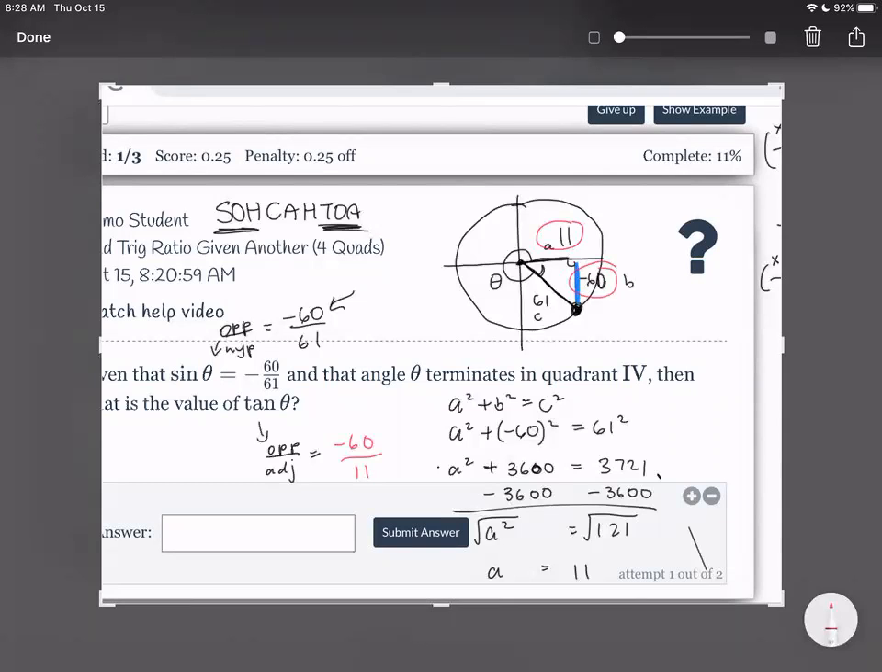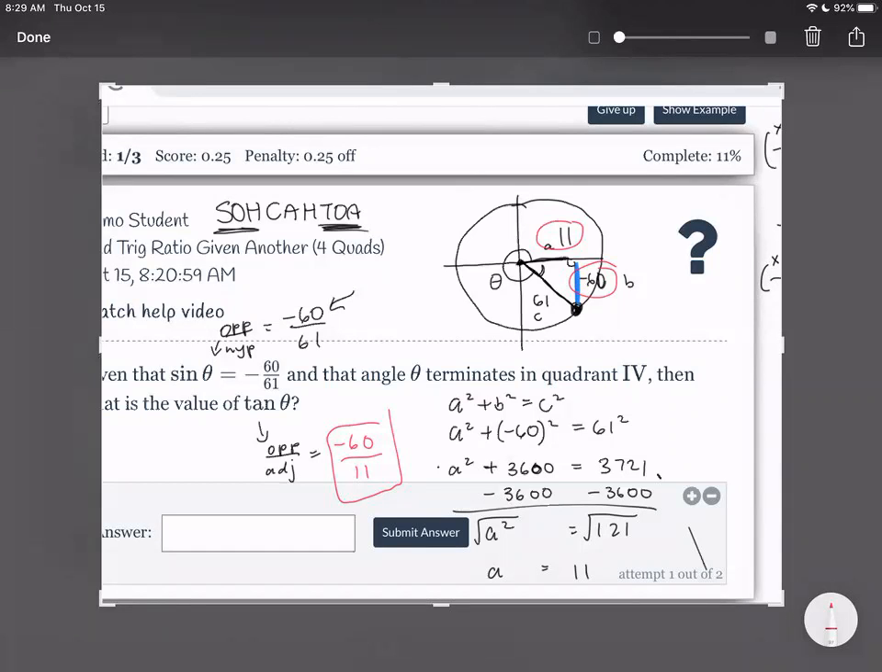And so that would be our final answer, negative 60 over 11. Well, you can ask yourself, can you simplify this? In this case, you cannot because 11 is a prime number. But if you could simplify it, then you would have to. So our answer is negative 60 over 11. Any questions?